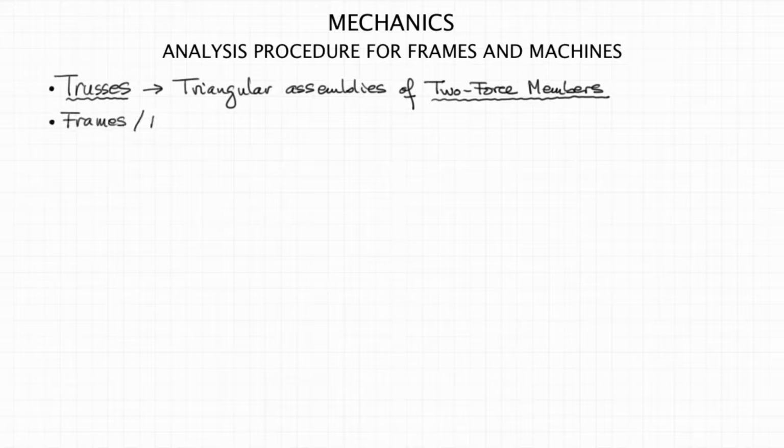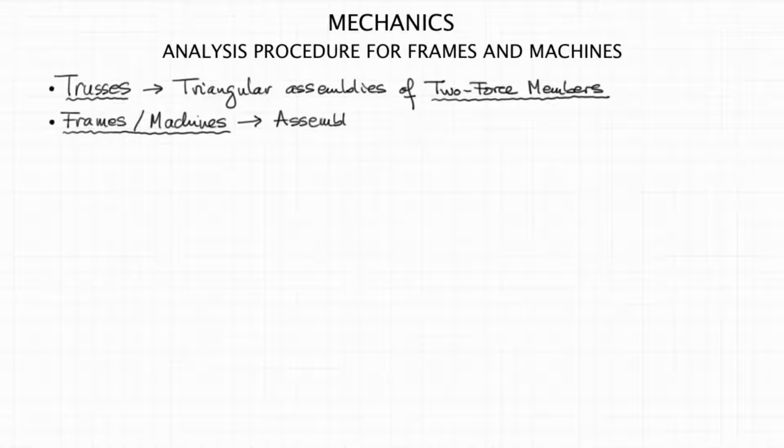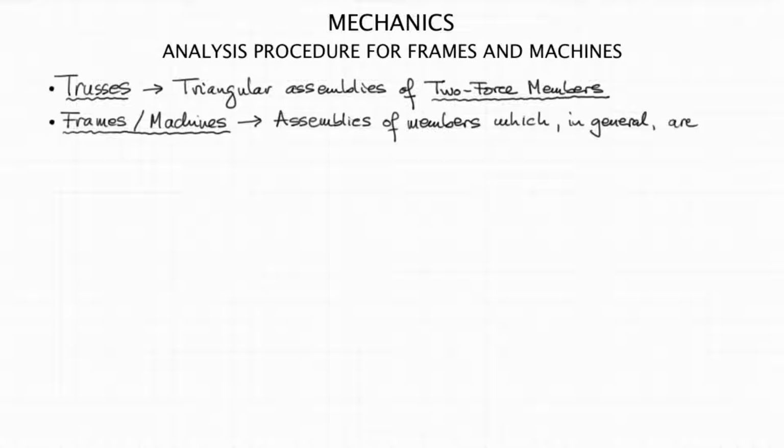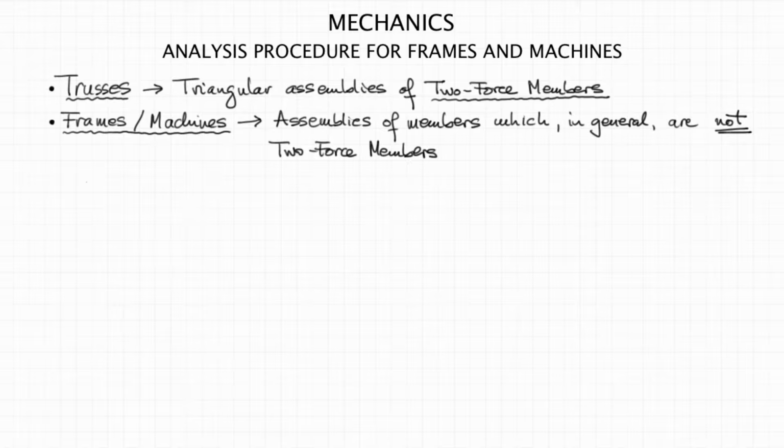Now, for the frames and machines, these are assemblies of members which in general are not two-force members. In other words, their ends might not necessarily be pinned, or most commonly they have forces or moments acting along their length. That makes them not two-force members.